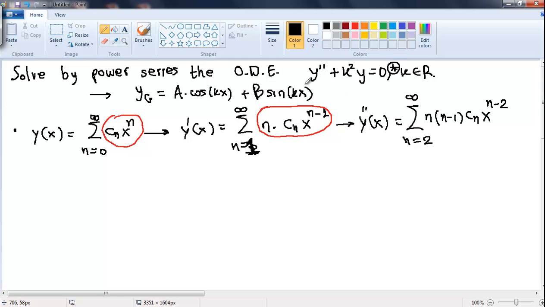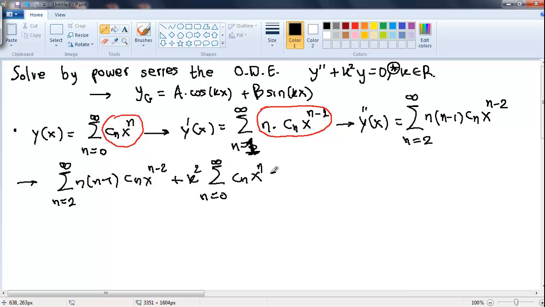So I have to substitute them into the differential equation, and after substitution I have the sum from 2 to infinity of n(n-1) c_n x^(n-2) plus k² times the sum from 0 to infinity of c_n x^n. All this is 0. Now you see that I have a little problem here, because this sum starts from 2 and this sum starts from 0, so I have to normalize them. I want every one of the sums starting from 0, so I want this sum to start from 0 too.